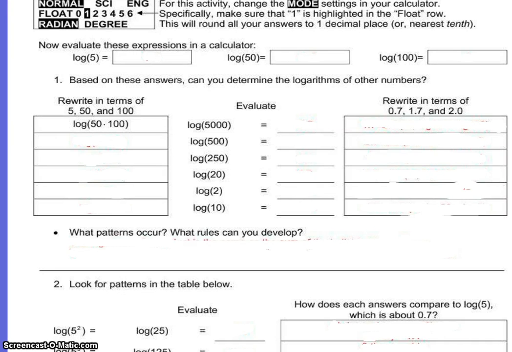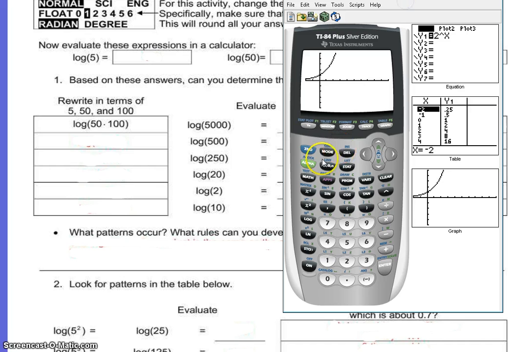Okay, class, today we're going to be doing log properties, so make sure you have that sheet in front of you. For this activity, it's going to have us change our mode key on our calculator, and we've talked about how to do that before. So I'm going to go to my calculator, and I'm going to go to second mode. So I'm going in to change my mode key.